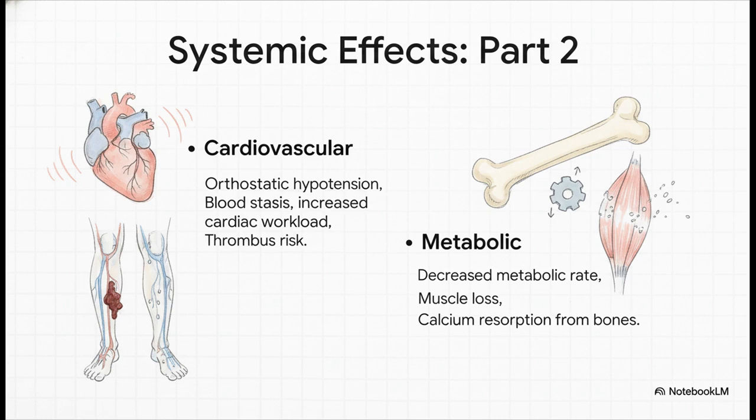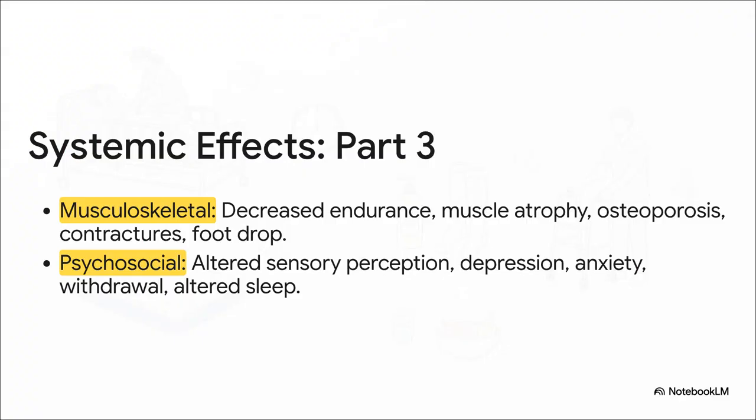At the same time, the body's metabolism slams on the brakes, starts breaking down its own muscle for fuel, and even pulls calcium right out of the bones. And the dominoes just keep falling. Muscles waste away, a process we call atrophy. Bones get weaker. Joints can lock up into painful contractures. But it's not just physical. Think about the mental toll. Being stuck, isolated, losing your independence. It's a direct path to depression, anxiety, and even confusion.